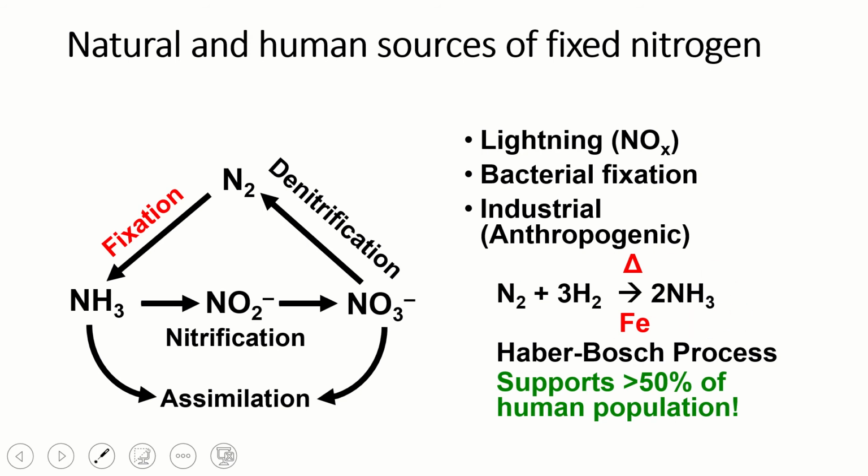And this alone, through the production of ammonia to make fertilizer, supports over 50% of the human population. In other words, without the Haber-Bosch process, we could not support 50% of humans on Earth.